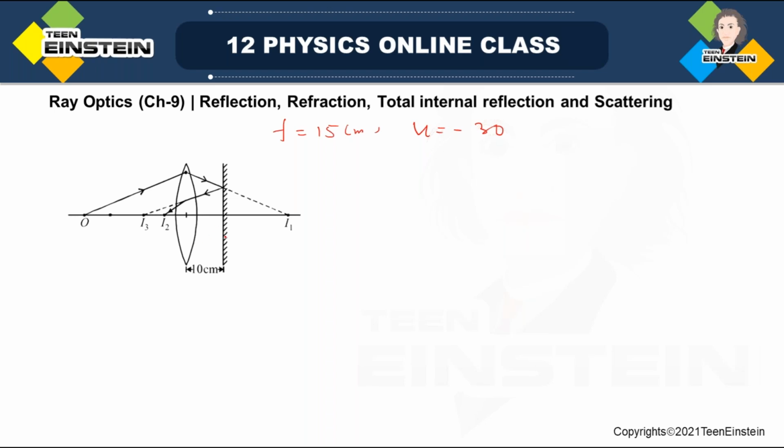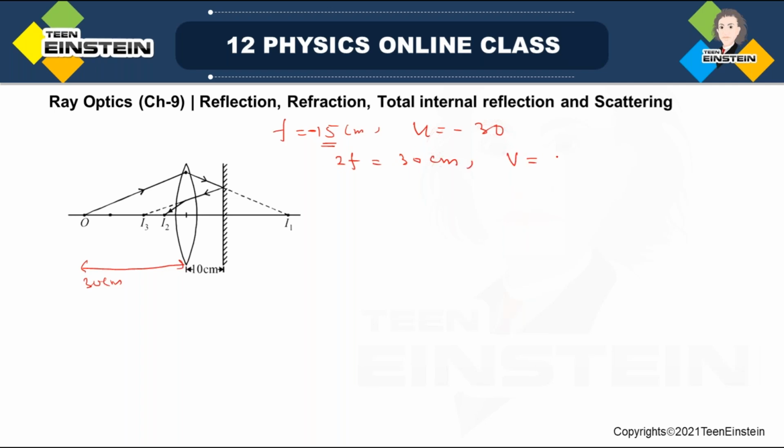Now forget about the mirror first. Just forget about the mirror. If suppose the mirror was not there, then where will the image be formed? So this much is actually 30 centimeter, and see, this is the focal length, minus 15 centimeter. So the object is kept at 2f, and 2f is 30 centimeter. That means where will be the image?